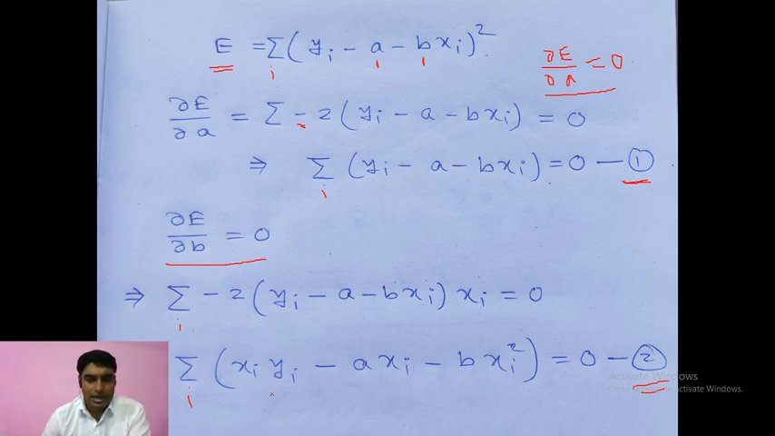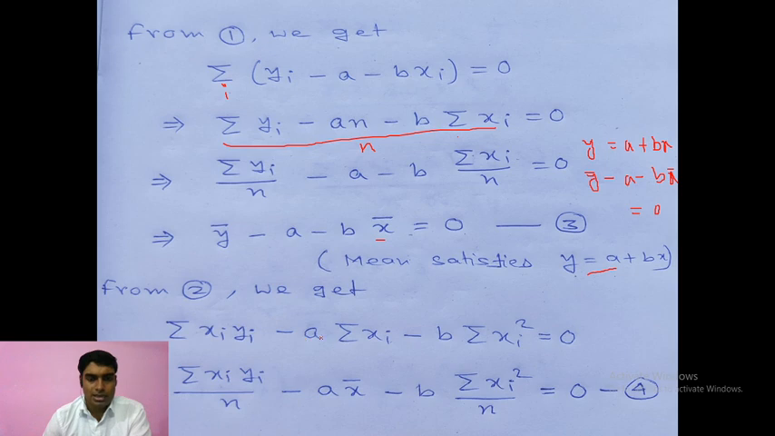If I take the sums separately, I get sum over xi yi, minus sum over a xi, then minus sum over b xi square. Now a and b are constants with respect to i, so they come outside the summation. So sum over xi yi minus a sum over xi minus b sum over xi square is equal to 0. Now I divide both sides by n. So I get the sum of xi yi divided by n, minus a times the sum of xi by n, that is x bar, minus b times the sum of xi square by n.